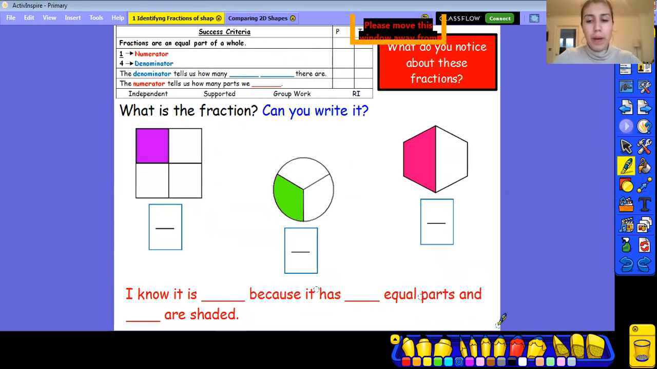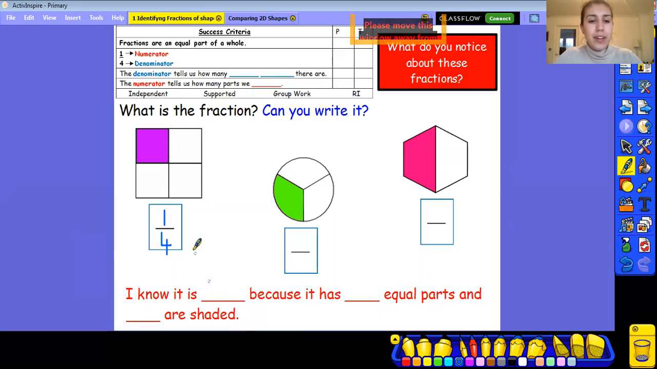So how many equal parts are there in this whole? So this is my whole shape, and I can see that my whole shape has been split into 1, 2, 3, 4 equal parts. So my denominator is 4. How many of those 4 parts have been shaded? So out of my 4, how many are shaded? Well, I've only got 1 shaded square, so that means my numerator is 1.